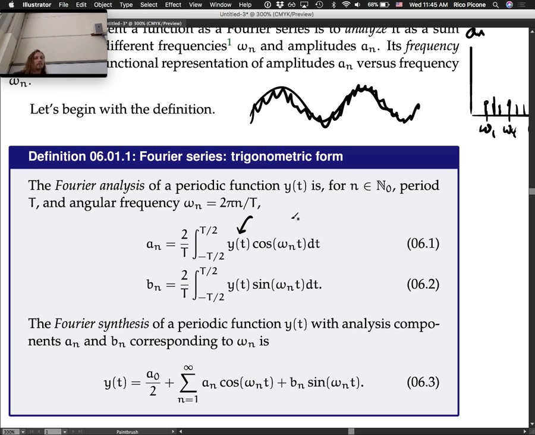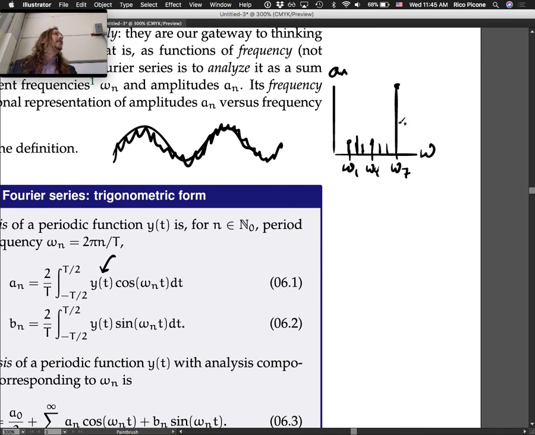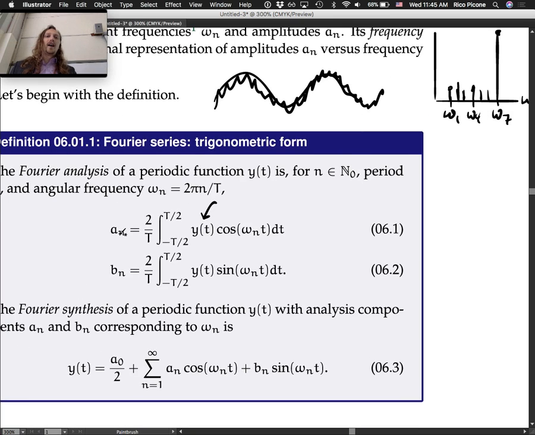Now, this gives us a n components and b n components, an a n and a b n for each frequency, right? And so this is called Fourier analysis. We're breaking it down into the components. We're finding out at a given frequency how big this a n is, right? So, for instance, in this case, the a n would be big for omega 7 here. And that would just come out of the integral. We didn't have to know that just by looking at the graph. We can find that from calculating this integral.